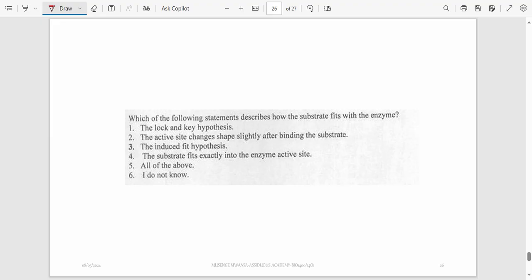Okay. The answer is all the above. Look at this. Option 2, the active site changes slightly. That is describing option 3, which is the induced fit hypothesis. And then option 4, the substrate fits exactly. That is describing option 1, which is the lock and key. So it's all the above. Do you get the sense?